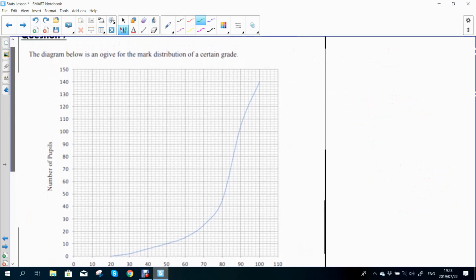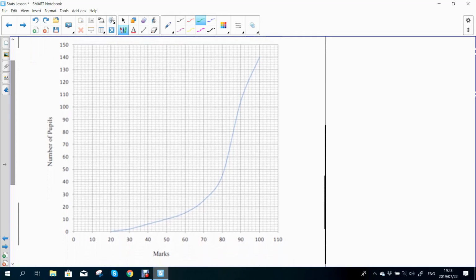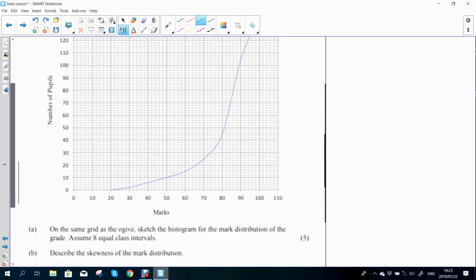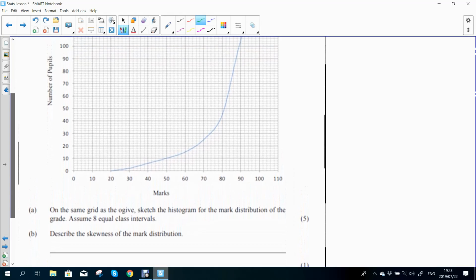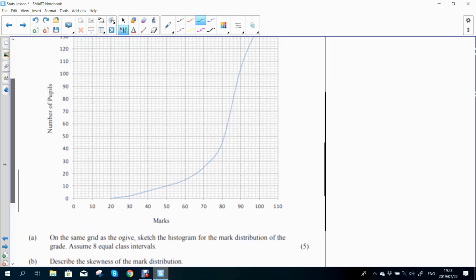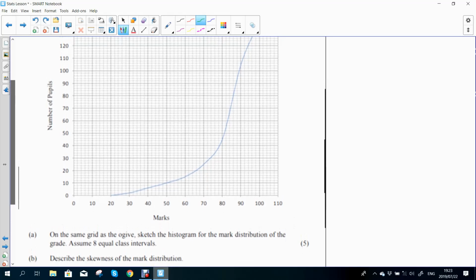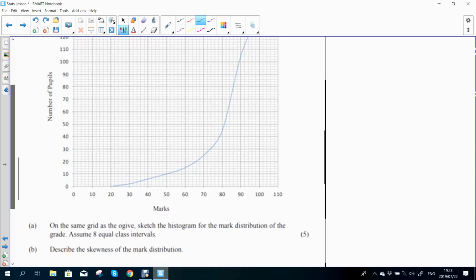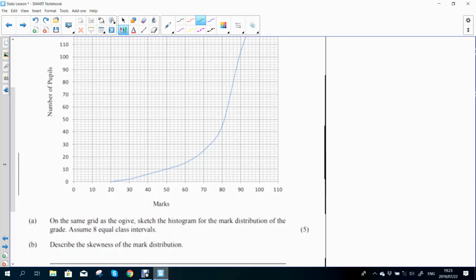Question 7 says a diagram is given and it's an ogive, and then it gives you some weird curve there, a cumulative frequency curve. It says on the same grid as the ogive, sketch the histogram for the mark distribution of the grade. Assume 8 equal class intervals. Ooh, okay, now this question you have to really think about.